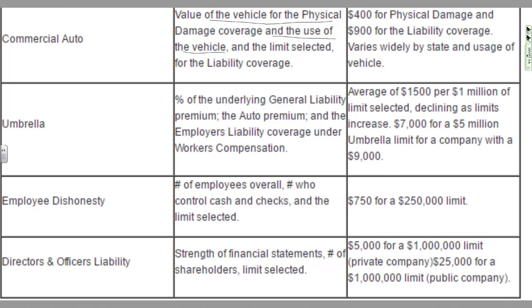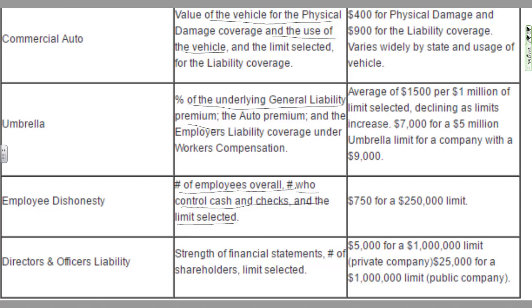With umbrella coverage, since the umbrella is over other underlying coverages, the exposure is based on the percent of the underlying premiums, which does make sense. With employee dishonesty, the exposure is based on the number of employees overall and the number who control cash and checks, and the limit that you select. This is one of the best examples of a very responsive exposure basis. The more employees you have, and especially the more who control cash and checks, the higher your exposure to employee dishonesty.